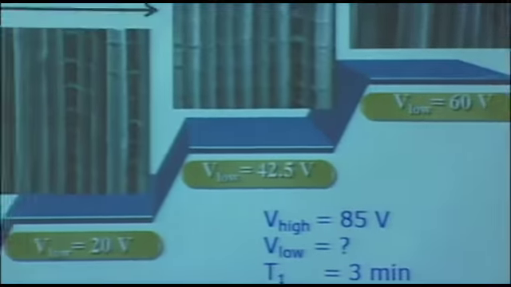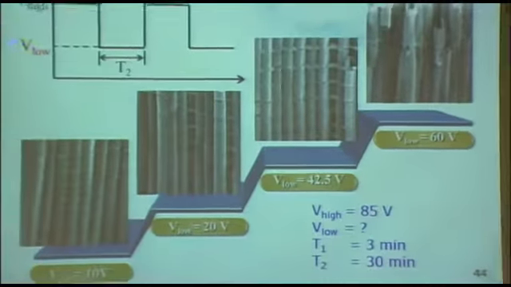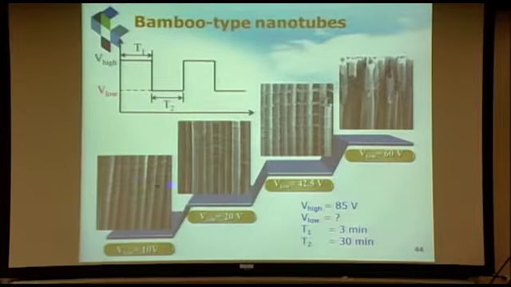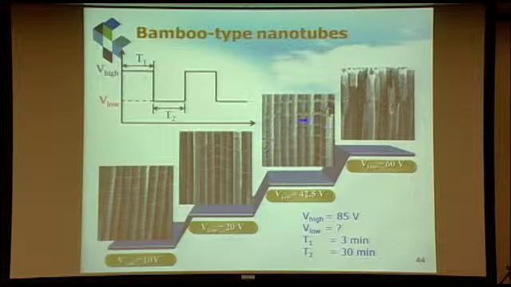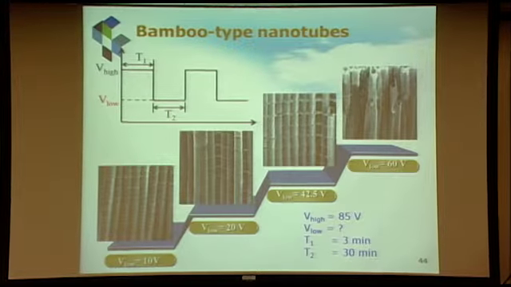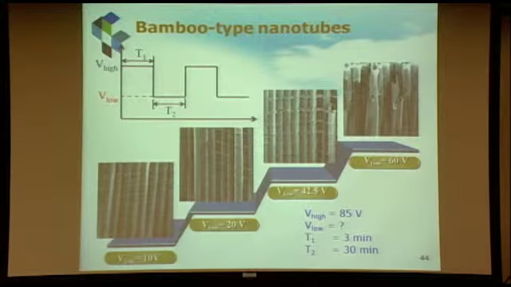Another way to change this bamboo-type structure is to change the voltage. Remember early on in that slide we were changing the time duration, but here we can change the voltage difference, how low we want to go. We can change the structure in a similar manner, but it gives us different views of things.